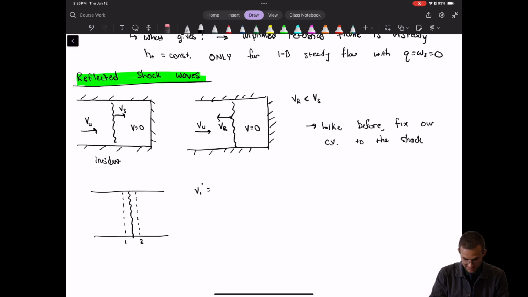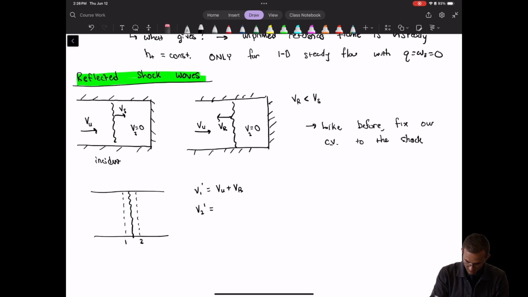The velocity is VU plus VR, right? Because this is how the flow is moving from the perspective of a person on the shock. So the flow is normally moving in the positive direction at VU, and now you're moving towards that flow at VR, and so it adds your velocity to it. And then V2 prime is simply equal to, we'll say V2.